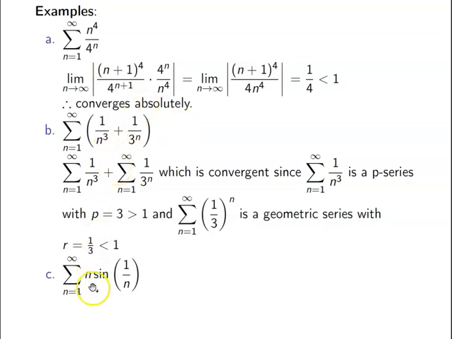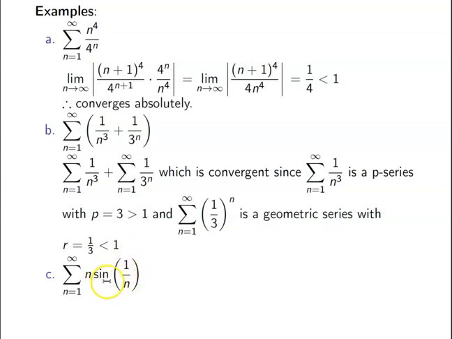Okay. Here I have n sine 1 over n. The ratio test wouldn't necessarily be super good here because sine of 1 over n wouldn't cancel with sine of 1 over n plus 1, for instance. So a ratio test wouldn't really be helpful here. It's probably going to come up inconclusive. Same with the root test because there's no roots here at all.